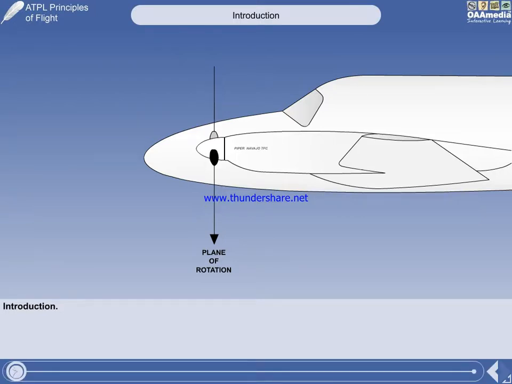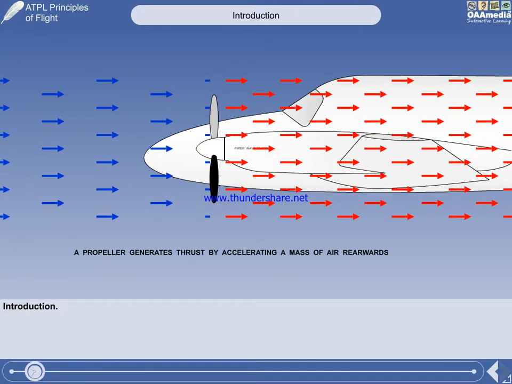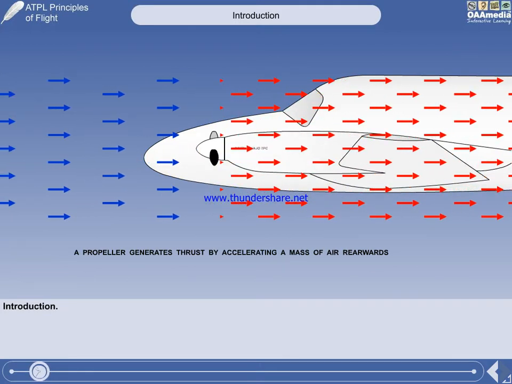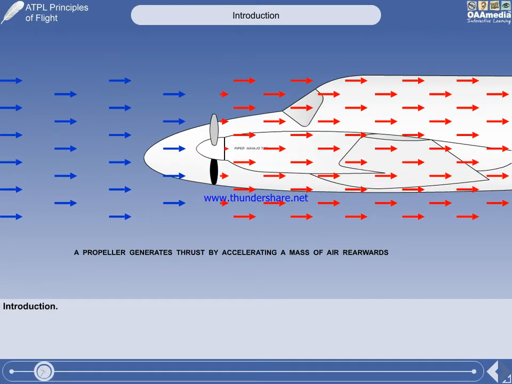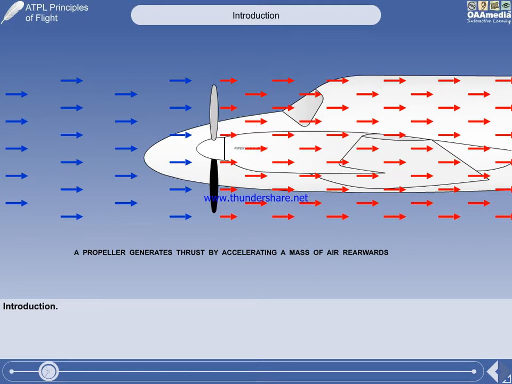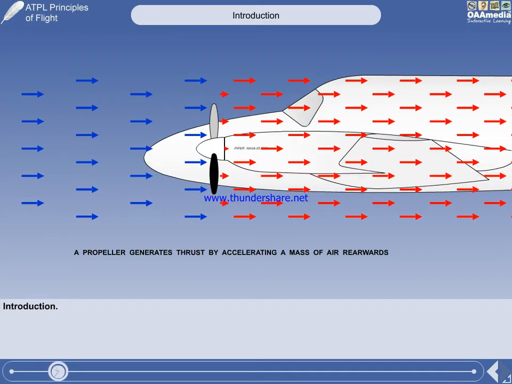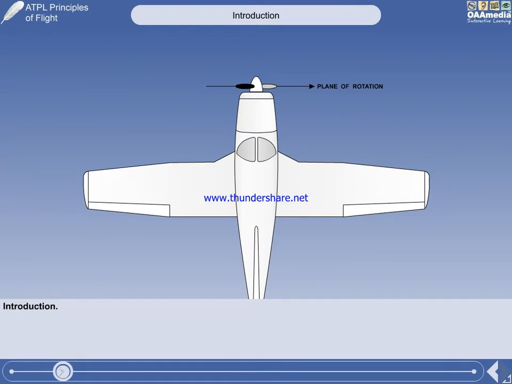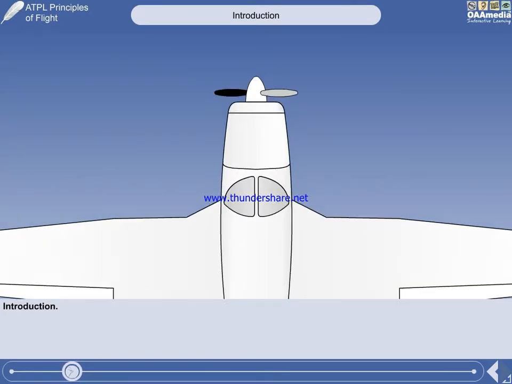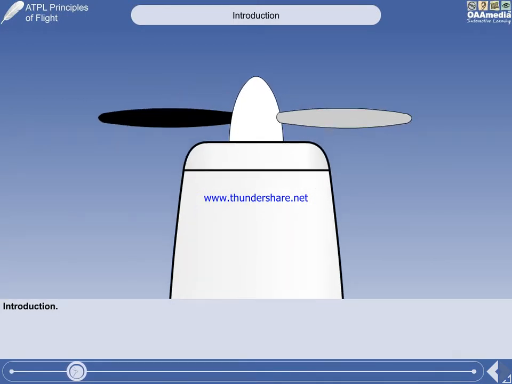The illustration shows a propeller rotating in line with its plane of rotation. A propeller generates thrust by accelerating a mass of air rearwards. The equal and opposite reaction from the rearwards acceleration of air drives the aircraft forwards. During this study, we will view the propeller from above. To show the detail, we need a closer look.